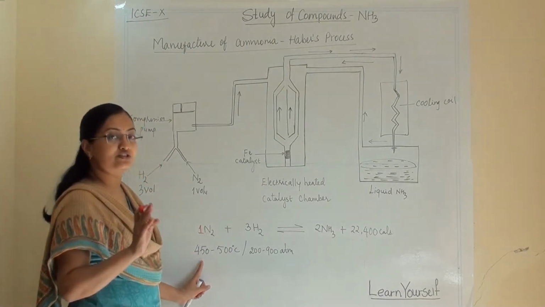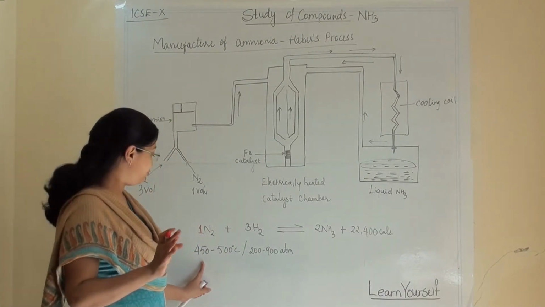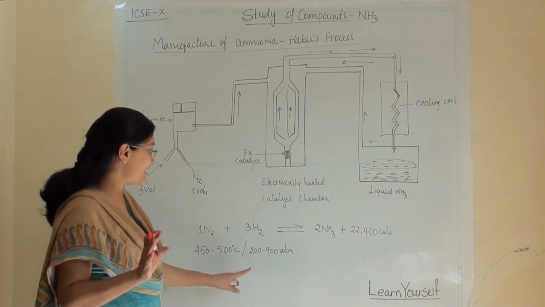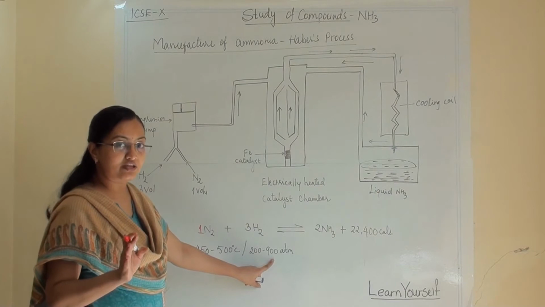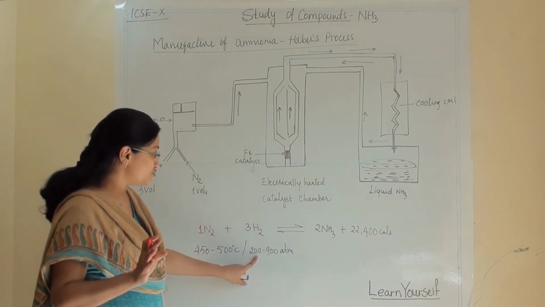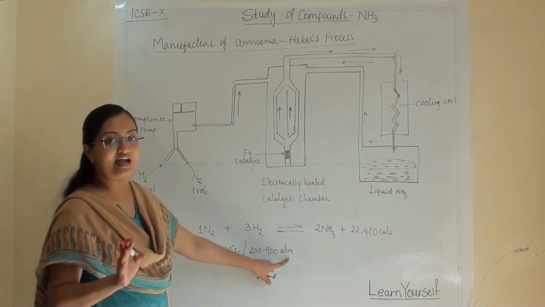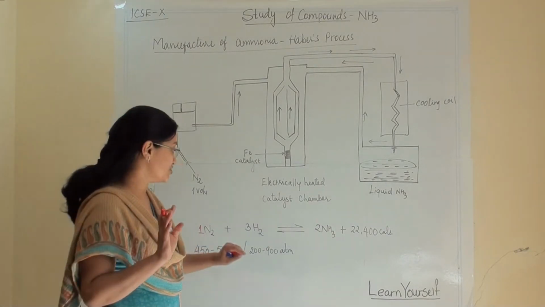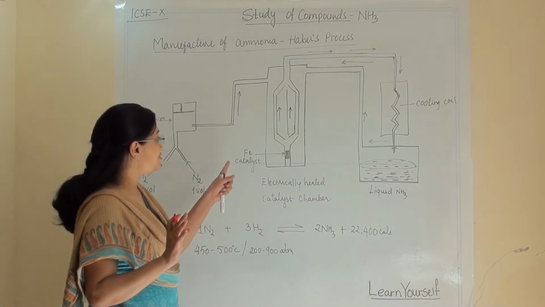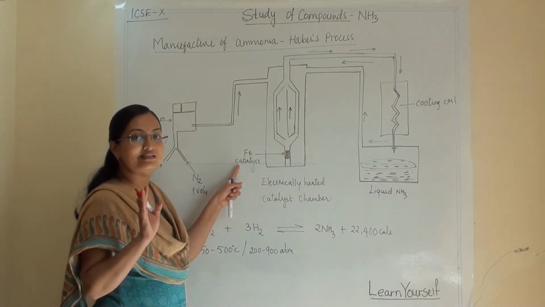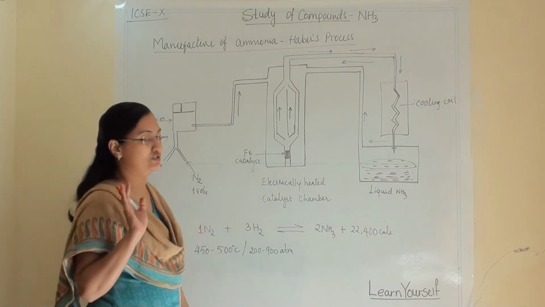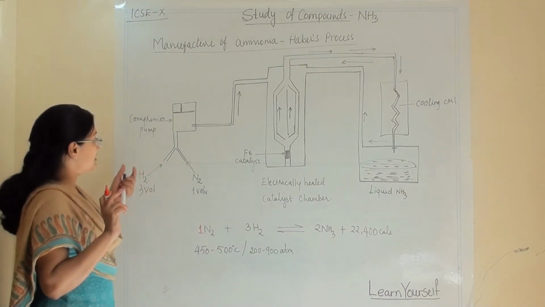This reaction we are performing at 450 to 500 degrees centigrade, and at what pressure are we doing it? It's from 200 to 900 atmospheric pressure that we are going to perform this reaction. In this reaction we are using iron as a catalyst and molybdenum as a promoter. So let us start.